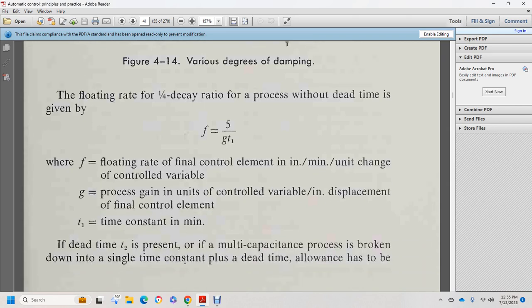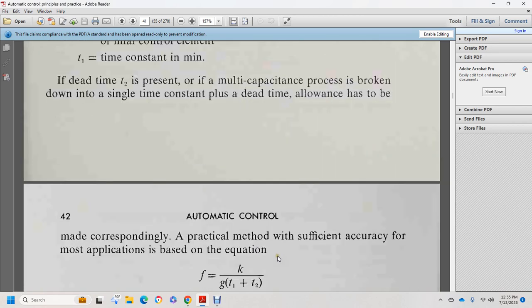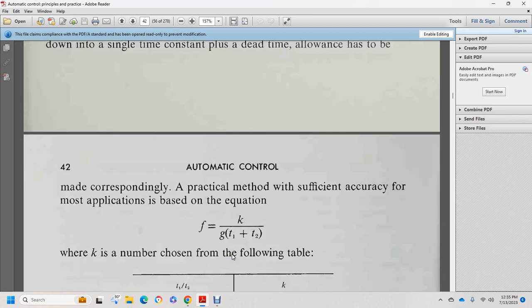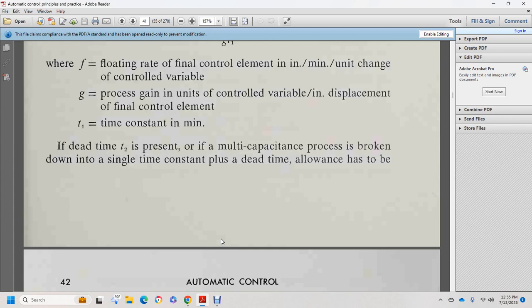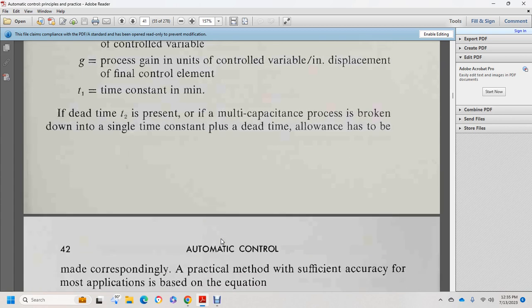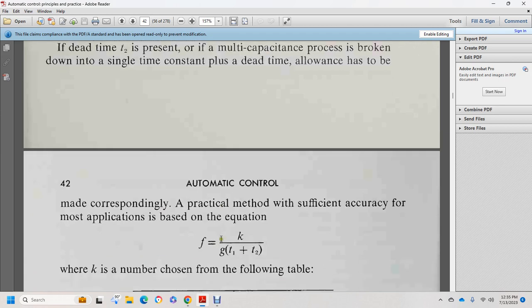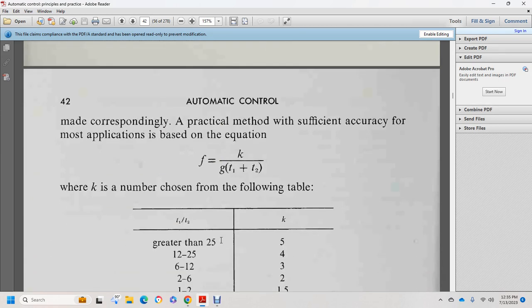Dead time too: in the presence of a multiple capacity process, which is broken down into a single time constant plus dead time, allowance has to be made correspondingly. Practical methods with sufficient accuracy for most applications are based on the equation where K is the number chosen in the following table. The floating rate of the control element in inches per minute per unit change of the control variable is equal to the number chosen from the following table, times the gain, divided by the gain times T1 plus T2.